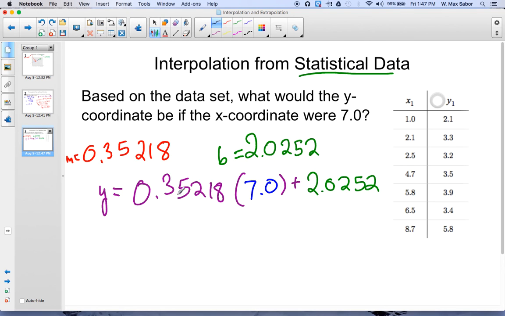I would use a calculator for a 5-digit calculation. And that is how you interpolate. Why is it called interpolation? Because the 7.0 is between two of the x-coordinates.